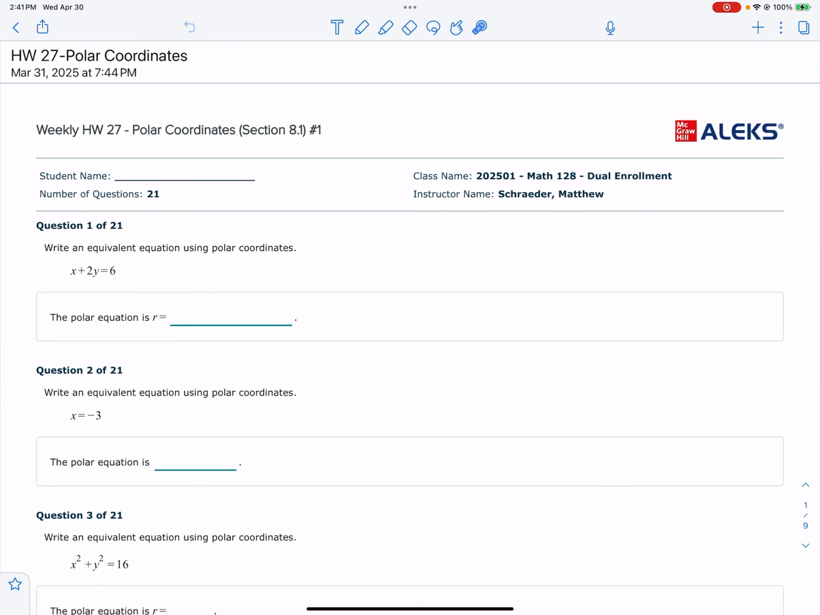Now let's start with question number 1. As a reminder, the things that we use to convert back and forth are x squared plus y squared equals r squared. We could potentially need tangent of theta equals y over x. We could potentially need x equals r cosine theta and y equals r sine theta. I think that's pretty much all of the ones that we could use.